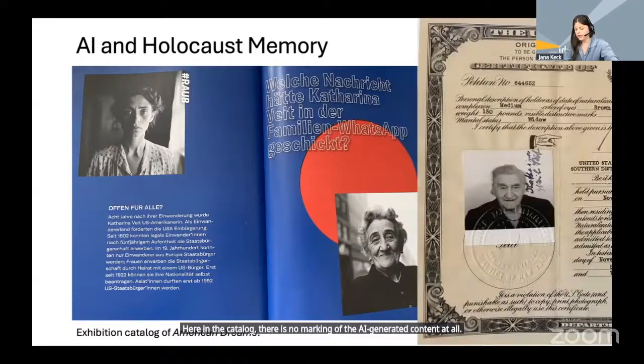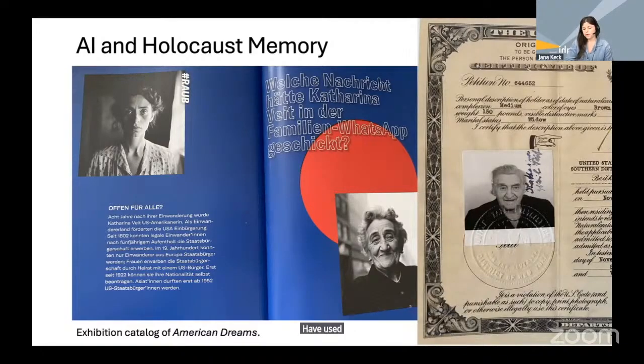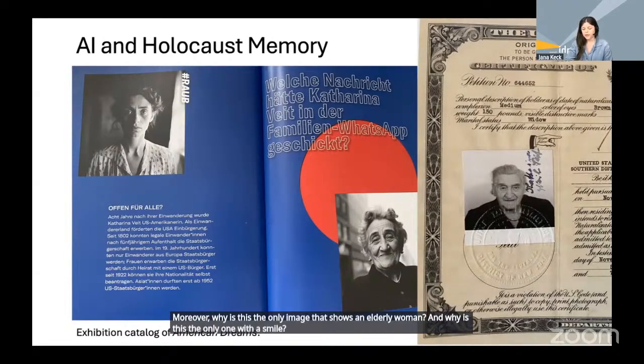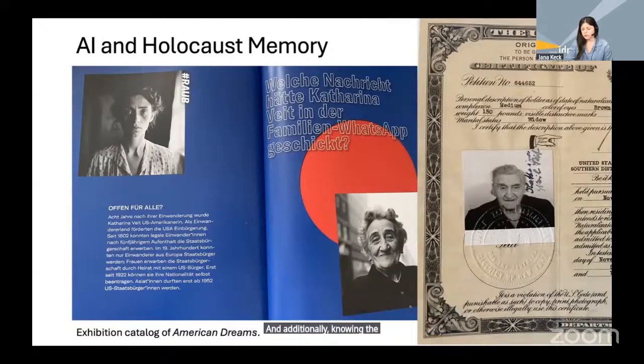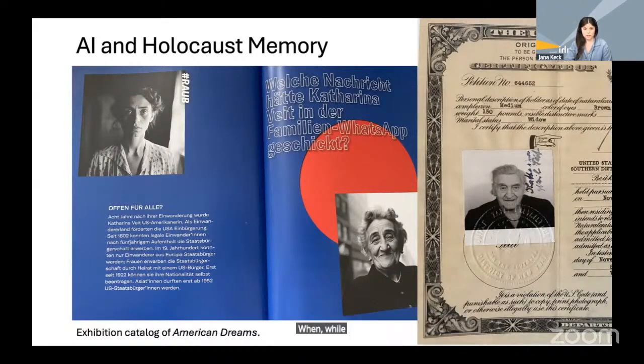And looking at the image to the right on her certificate of naturalization, one might wonder whether they have used her real image for the training of the selfie, as they look very similar. Moreover, why is this the only image that shows an elderly woman? And why is this the only one with a smile? And additionally, knowing the family story, one might also wonder why they included the question in the catalog: which message would Katharina Veit have sent into the family group chat on WhatsApp? When? While she was in a concentration camp?